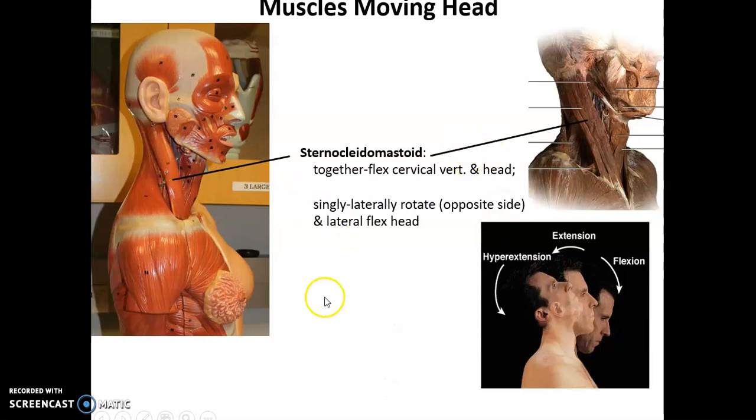And if only one of these muscles contracts, it helps to laterally rotate the head, basically in the opposite direction that it is located, or it can help to laterally flex the head, so rest the head on the shoulder, in that case on the same side that the muscle is.